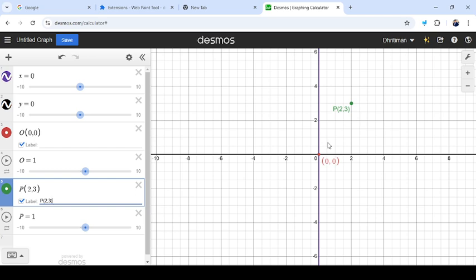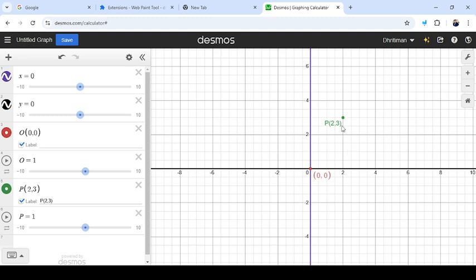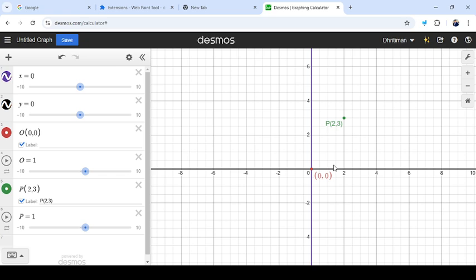Now for this particular point P, its distance from the x-axis is actually its y-coordinate. That means 3 units. Its distance from the y-axis is the x-coordinate. That means 2 units.